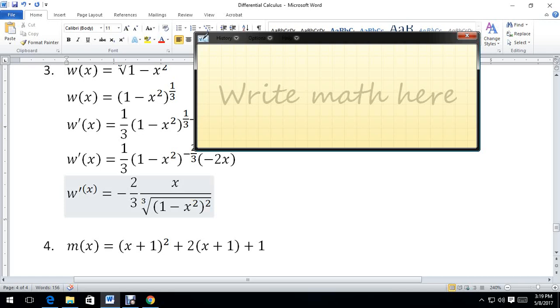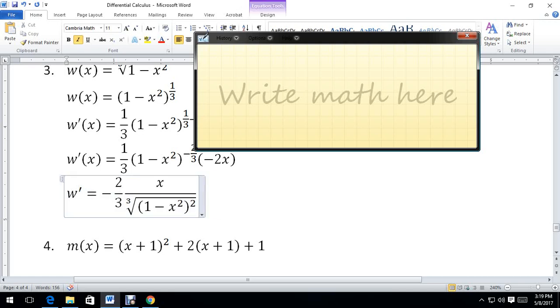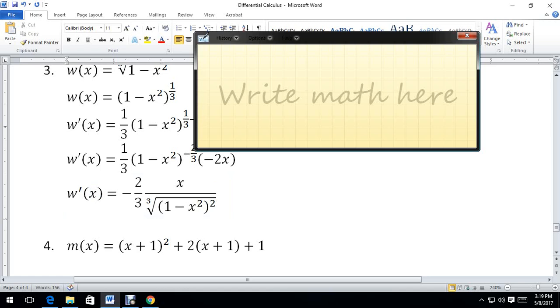Okay, so finally we could leave actually the answer as is. Okay, so let me just clean the rest of the expression. So finally we have this form of the answer: negative 2/3 of x over cube root of 1 minus x squared, then squared.